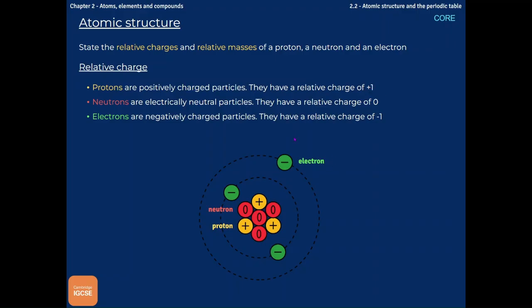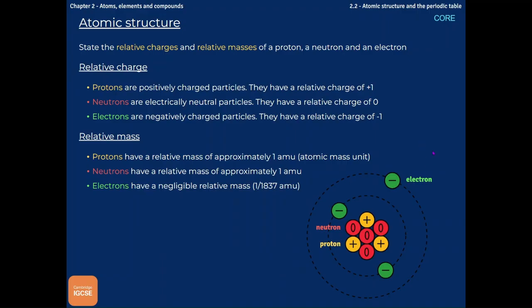If we wanted to talk about electrical units like coulombs, they are not 1 coulomb. It's very different. But in chemistry, we're mostly concerned with what they are relative to each other. So we talk about them as having relative charges of +1, 0, and -1.